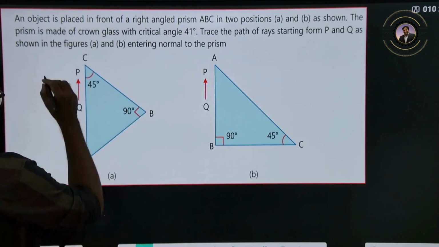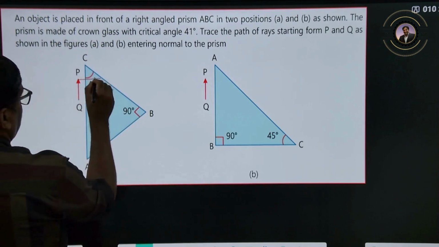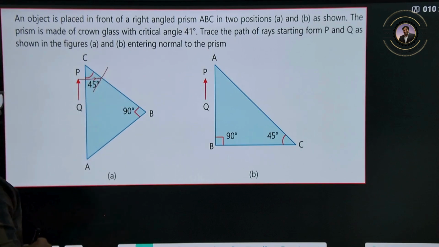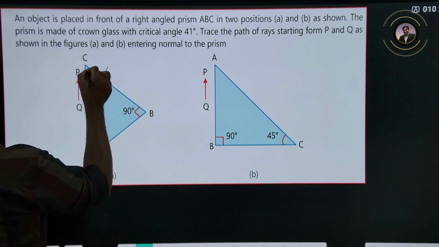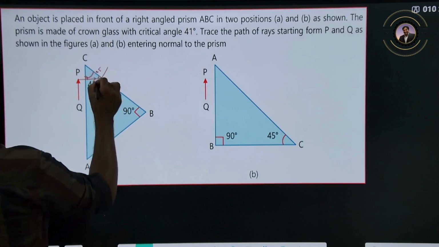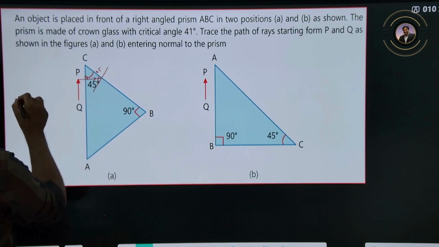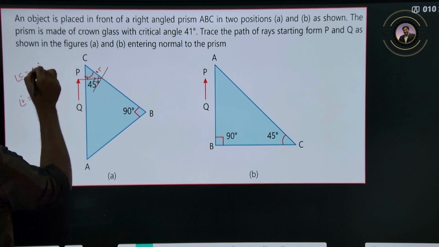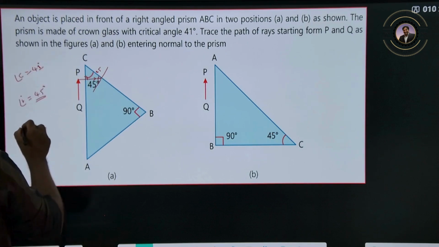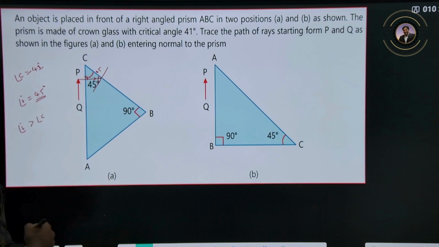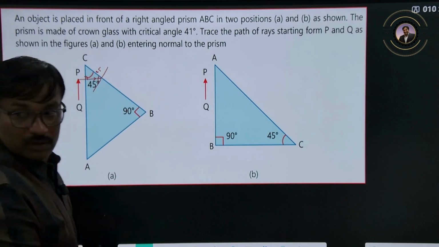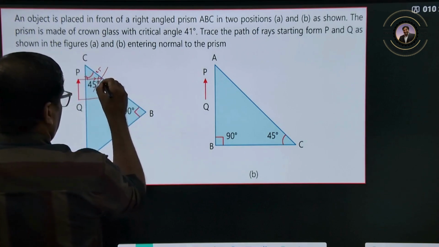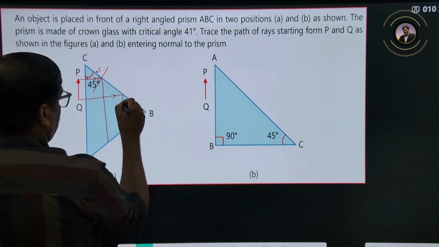So this light ray, the tip of this one, will go like this. What will be the angle of incidence here now? Definitely it will be 45 degrees. Why? Because here is 90 degrees and this is 45, so compulsorily this is also 45. Therefore the angle of incidence is 45 degrees, while the critical angle is 41 degrees. So the angle of incidence is greater than the critical angle, so it undergoes total internal reflection. So what will happen now? It will go like this, and also like this.